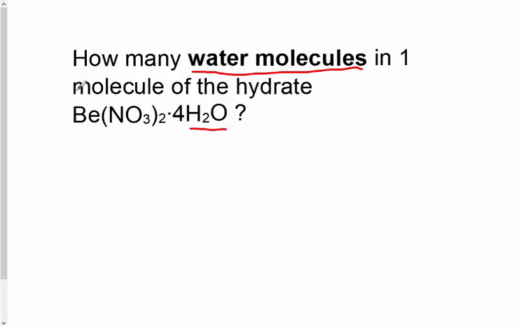The whole compound is called a hydrate because a hydrate is any salt that has water molecules attached to it. If you could visualize this, you would have beryllium nitrate in the center of the compound, and you'd have 4 water molecules attached to it. Again, here we're looking for water only. There are no brackets around the water, but there is this coefficient of 4 in front, and that 4 tells me that there are 4 water molecules, and it's just that simple. So there are 4 molecules of water in one molecule of the whole hydrate.